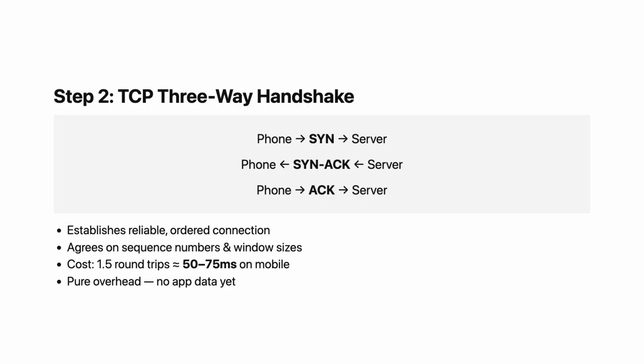The server receives it and sends back a SYN-ACK. Sure, I acknowledge your request and here is my own. Your phone then sends a final ACK. Great, we are connected. Three packets, 3 trips across the network. This takes 1.5 round trips, which on a mobile network with 50 millisecond latency means about 50 to 75 milliseconds. And here is the thing that might surprise you. This happens before any of your data is sent.